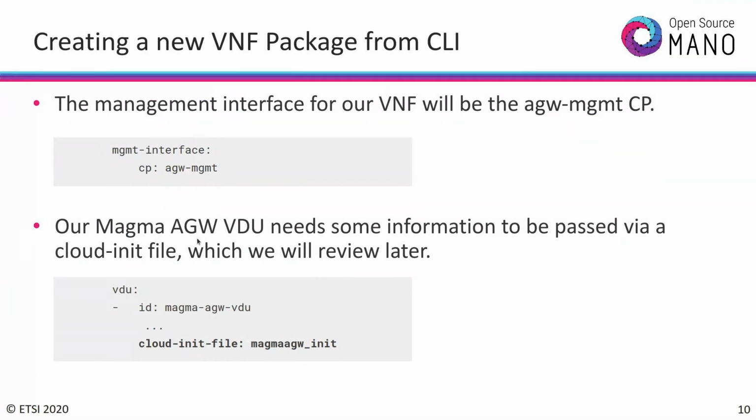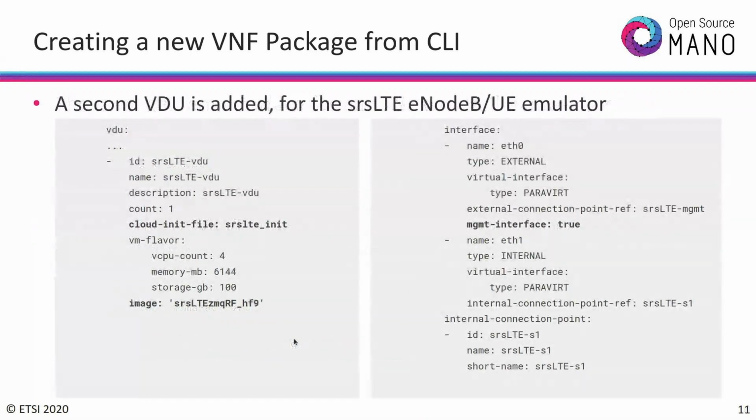Then this VDU will need some information, some parameters, some base configuration to be passed through a Cloud-init file. We will include the Cloud-init file in the package. However, in the meantime, we need to put that reference in the descriptor. So there is a line for that, Cloud-init file, and the name of the file. That's it for the first VDU.